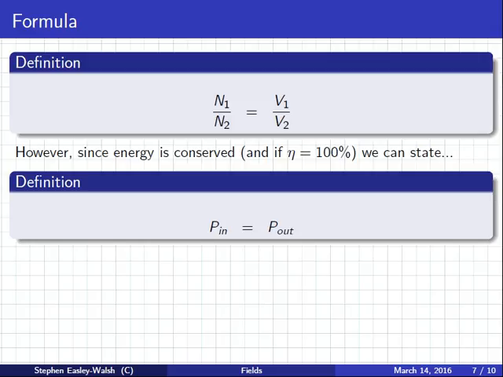So you could say I1 V1 equals I2 V2 if you wanted to as well. And if you make the voltage bigger, what would happen to the current? Smaller. Okay, continue.